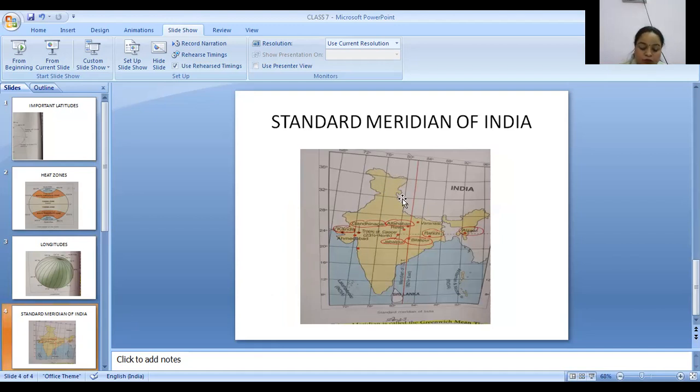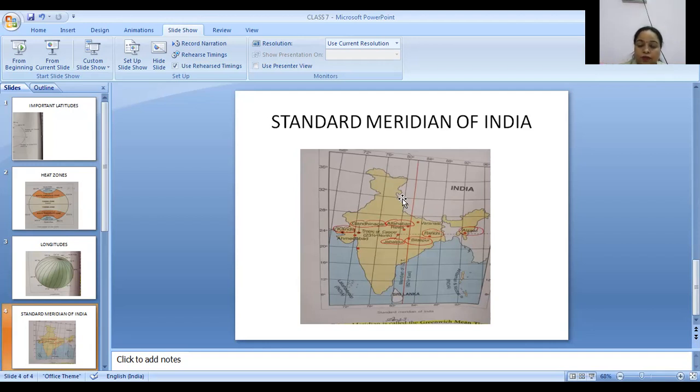Understood this thing? On the globe there are many longitudes and many latitudes, so we have formed a grid. A grid means the combination of latitudes and longitudes. These grids are helpful to locate a particular place.